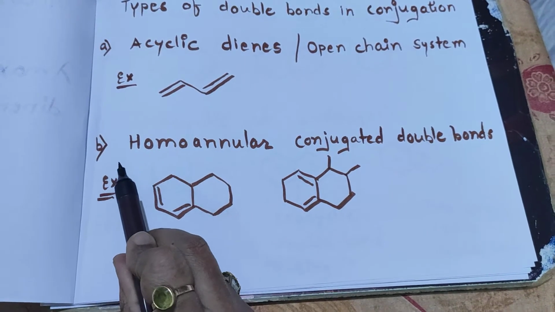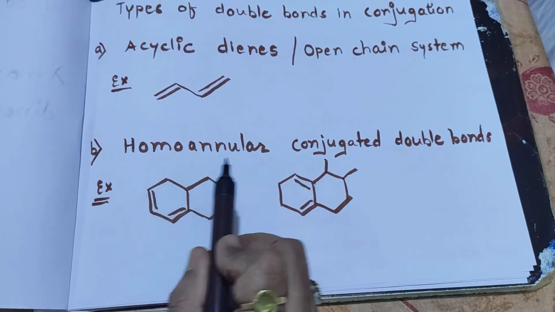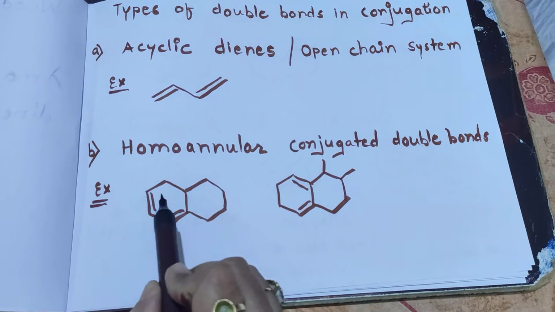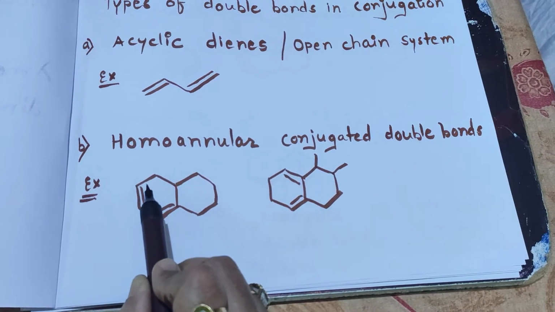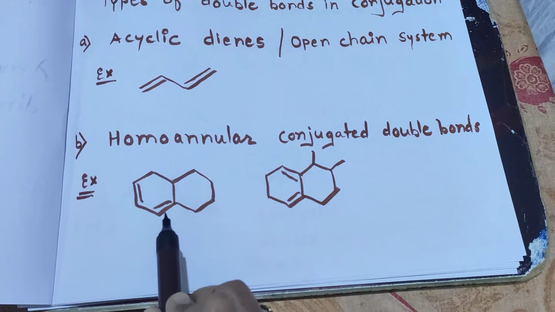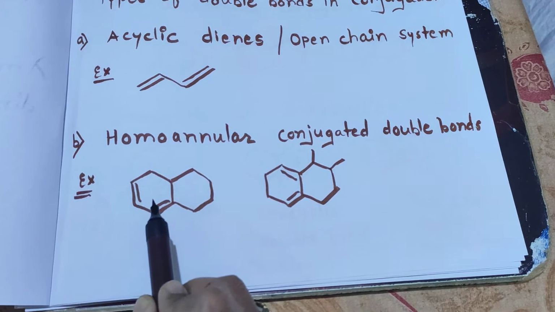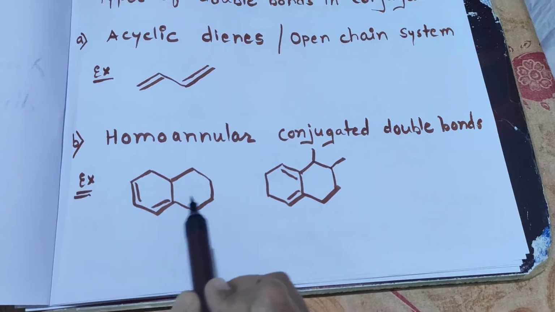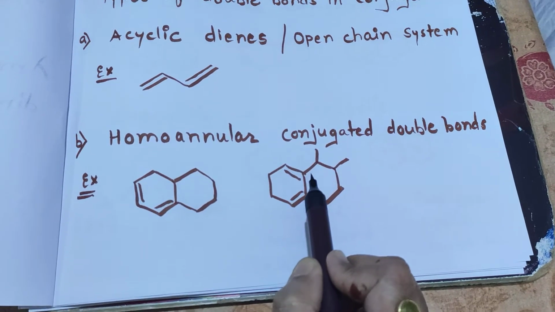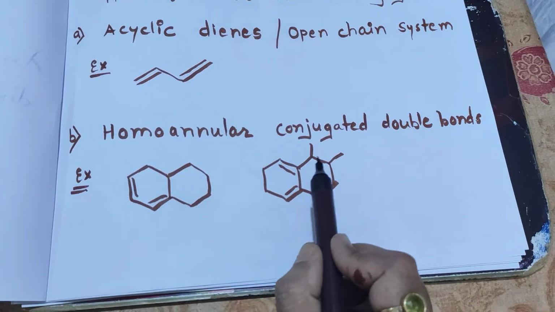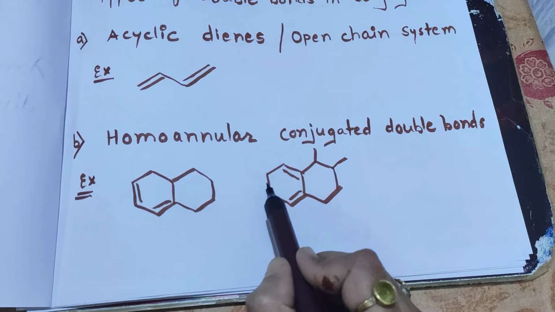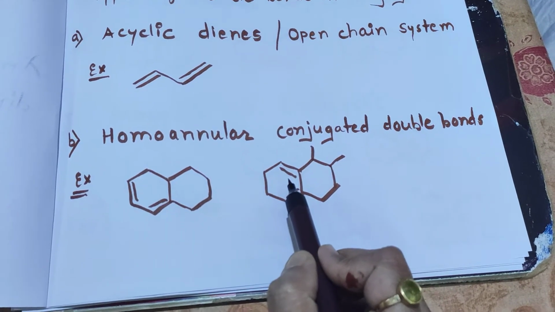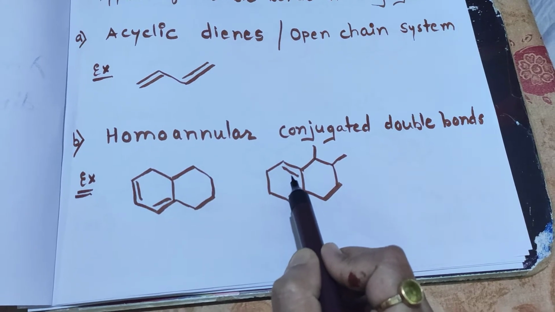The second case is the homoannular conjugated double bonds. Homoannular conjugated double bonds means both the double bonds are present in the same ring. Same is the case here. The positions are different, but in this case too, both the double bonds are present in the same ring.